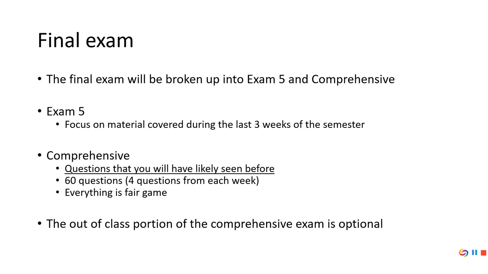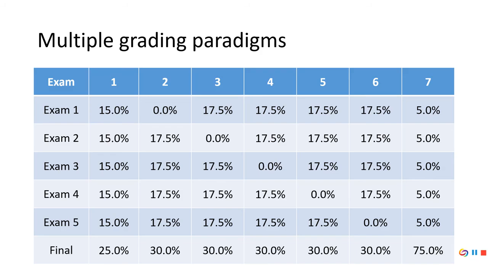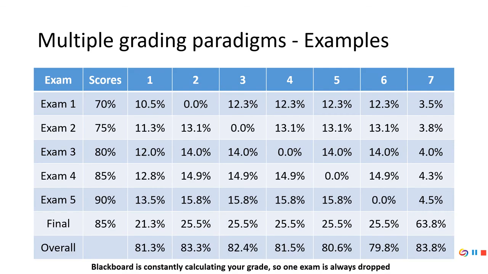Both of them will have an out of class portion. You have to do it for exam 5. You don't for the comprehensive. When it comes to calculating your exam score, the part that's worth 50% of your grade, I basically plug your stuff into Blackboard and it automatically calculates your exam score based on each of these paradigms. Let's just say these are your exam scores, and it will choose the highest one.